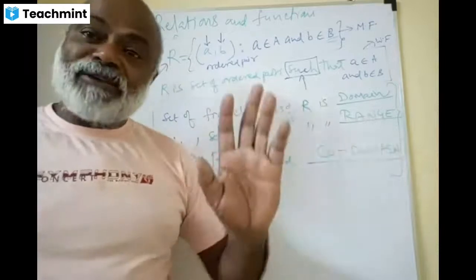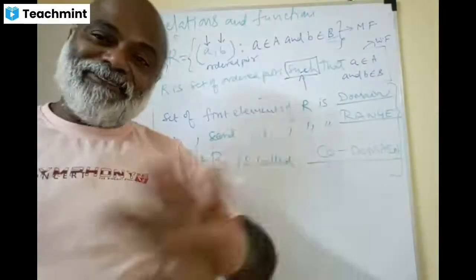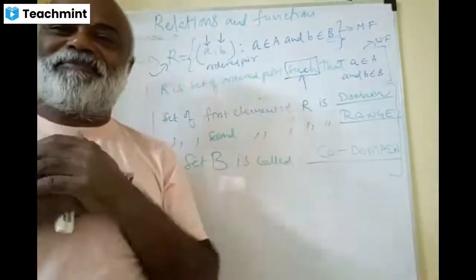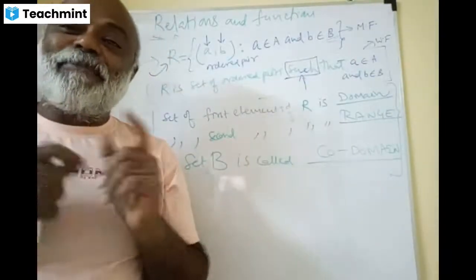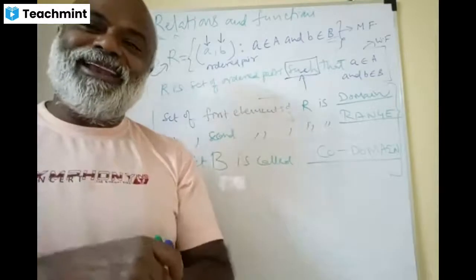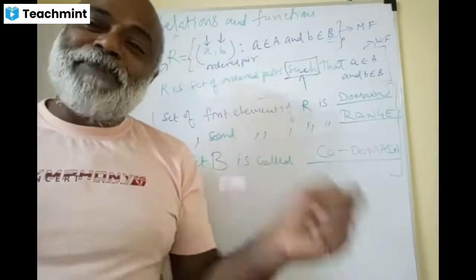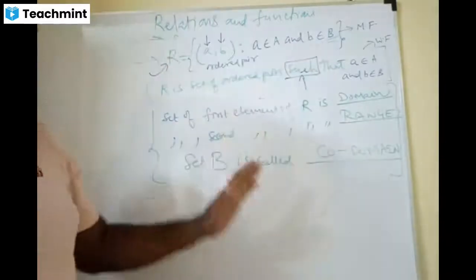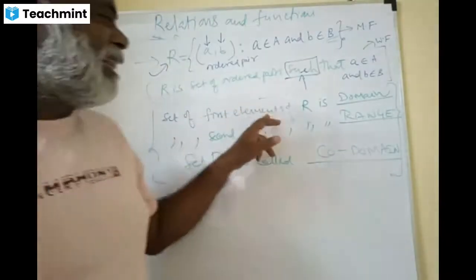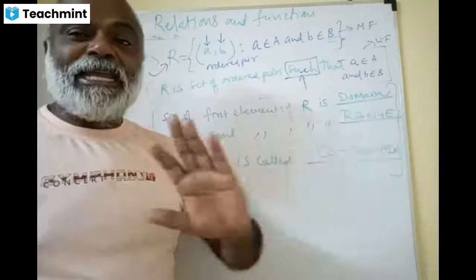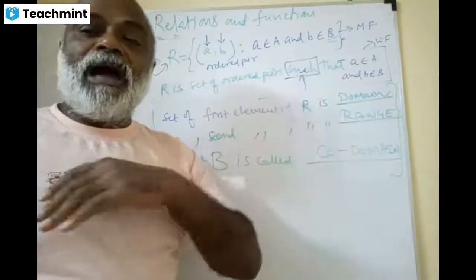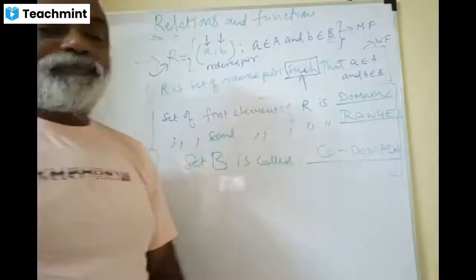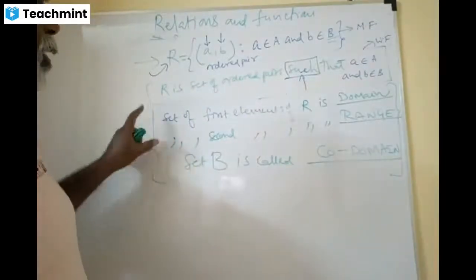But when we go to functions, we are going to define it differently. Set A is called the domain. Set B is called the codomain. And a subset of B is called the range. This is how we define functions. Do not get confused. Set A need not always be the domain; it depends upon the subset you have taken. Please note this down.